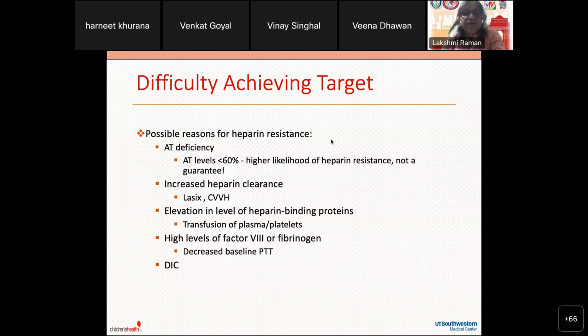Or with high levels of factor VIII or fibrinogen, you have a decreased baseline PTT and you may have heparin resistance. And certainly think about disseminated intravascular coagulation when you have difficulty achieving target. That is something for you to think about as well. Next slide, please.